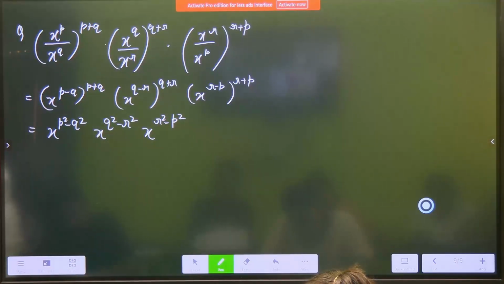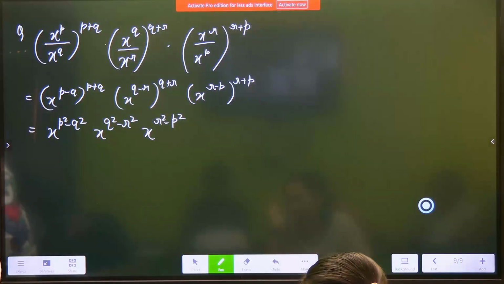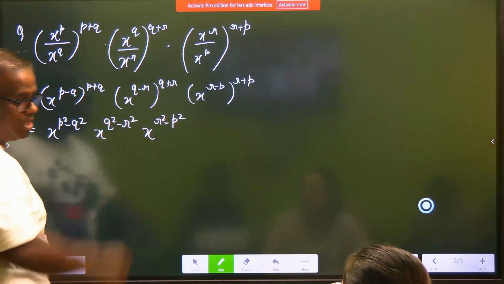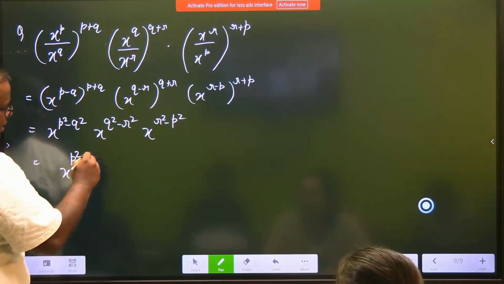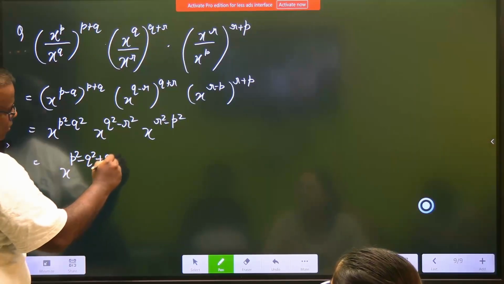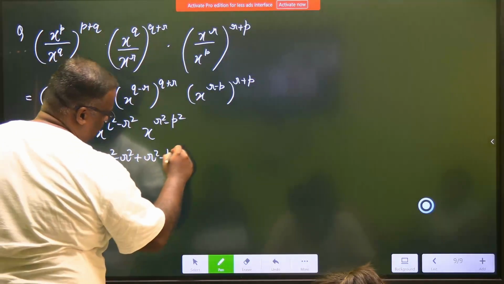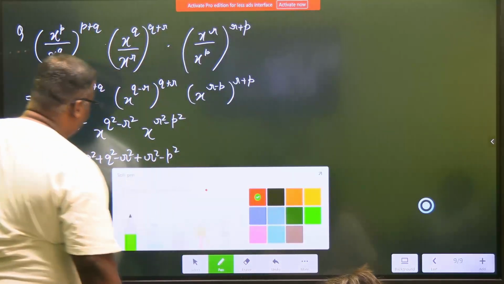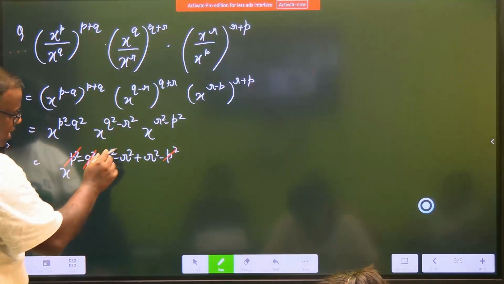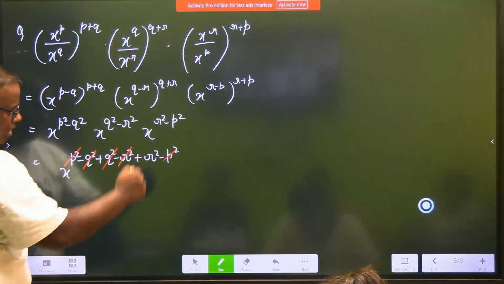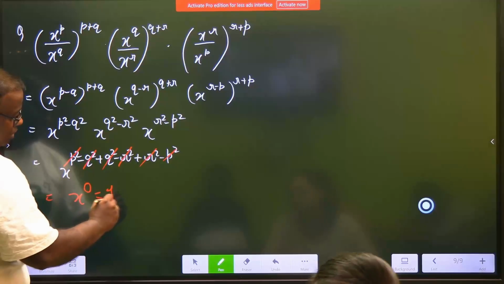Okay children? Now look here. The base is same. Therefore, all the exponents can be added. So you make a common x, p square minus q square plus q square minus r square plus r square minus p square. Then take out your most favorite red color and start playing the game. P square, q square, r square cancel. So it becomes x to the power 0, which is equal to 1.